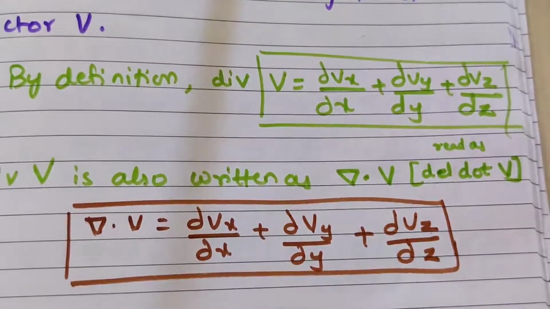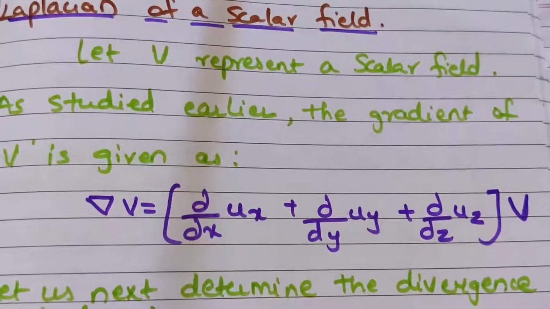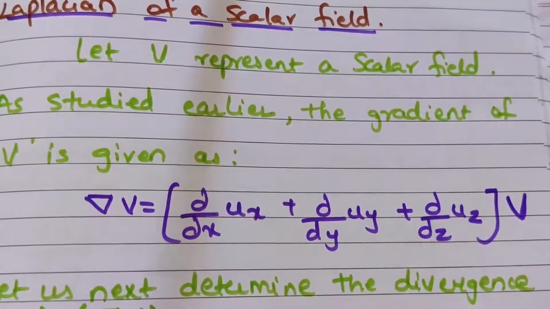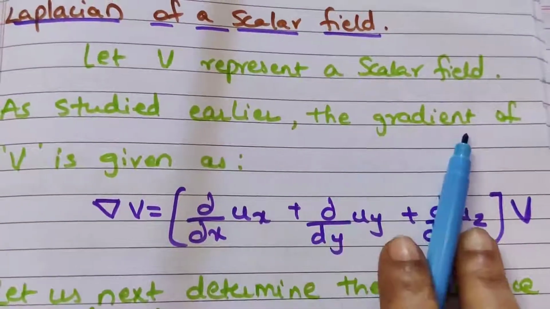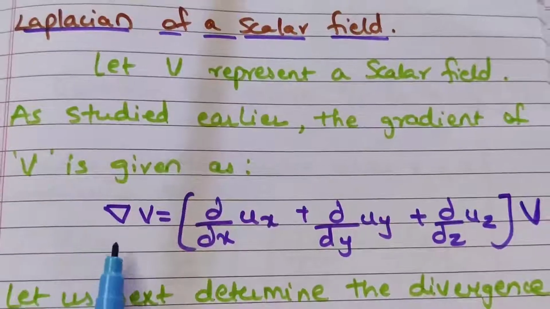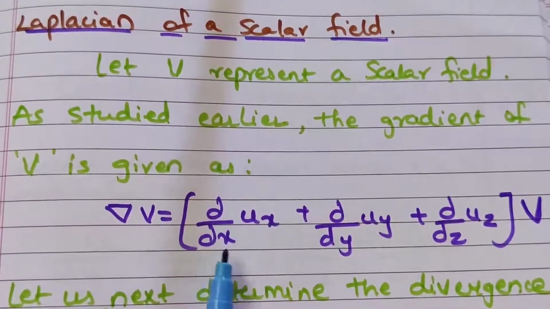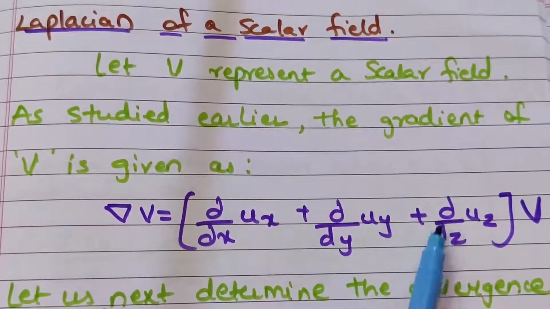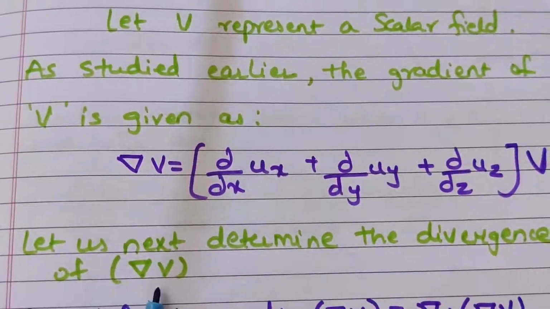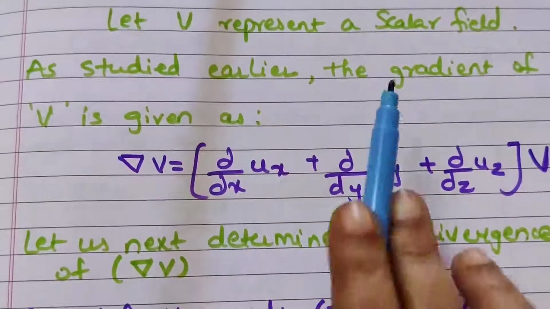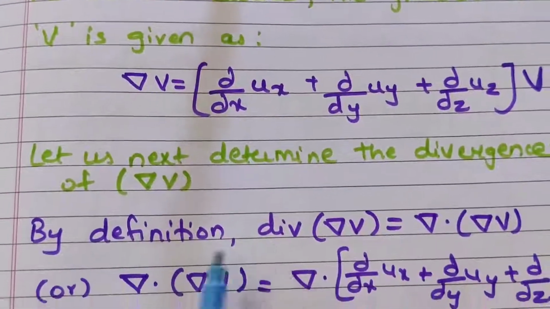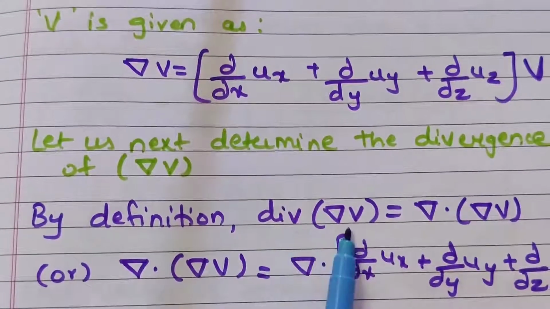Next coming topic is the Laplacian of a scalar field. Let V represent a scalar field as studied earlier. Now take the gradient which you took the first time, that is del V equal to (∂/∂x u_x + ∂/∂y u_y + ∂/∂z u_z) V. Next, determine the divergence of this one. We took the gradient, next take the divergence.